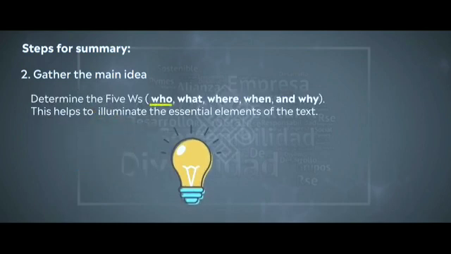The first one, who? The story is about whom? Who do you find in the story? There's somebody in the story. Second, what is the story about or the text about? What is the main information the text is trying to convey?